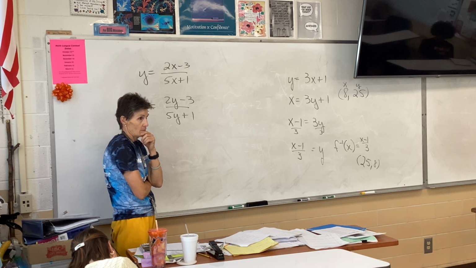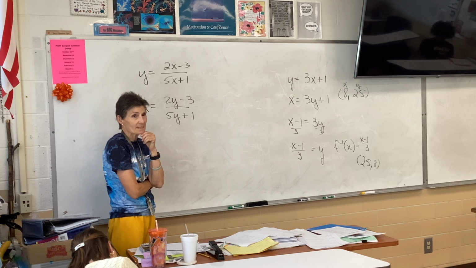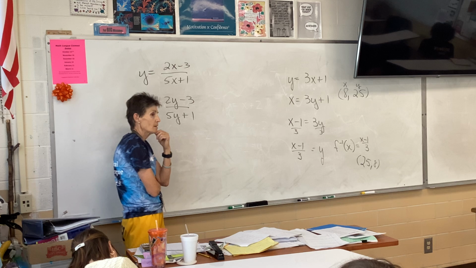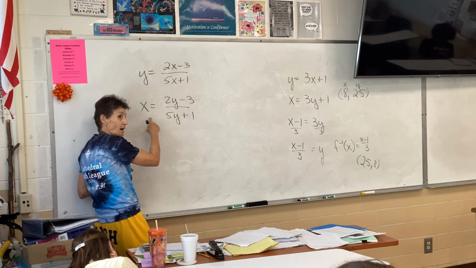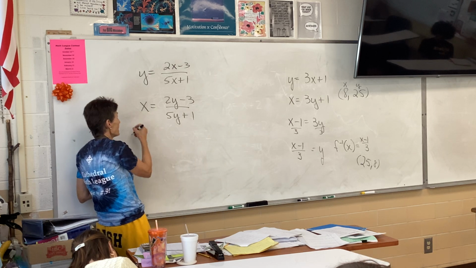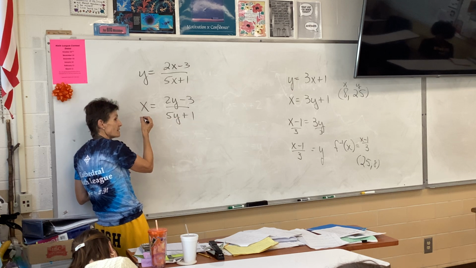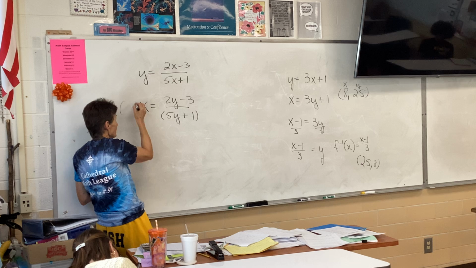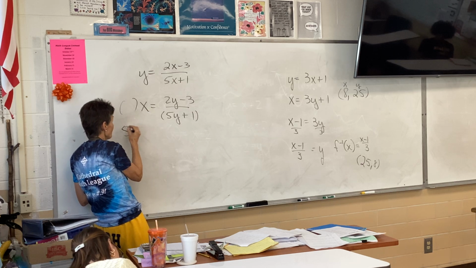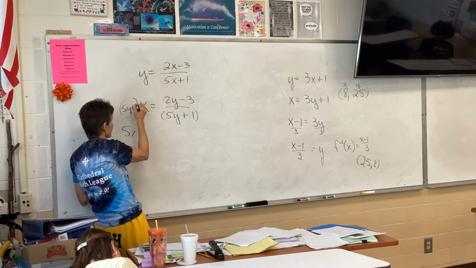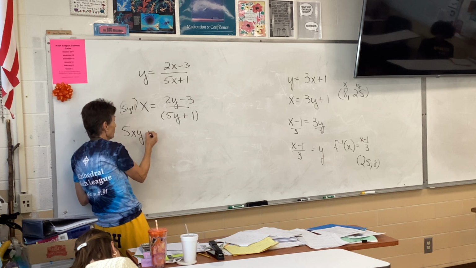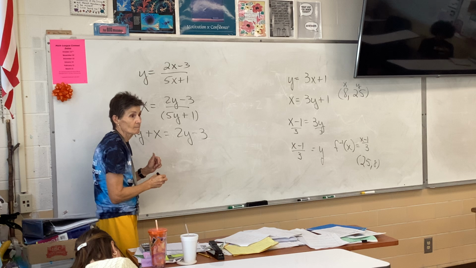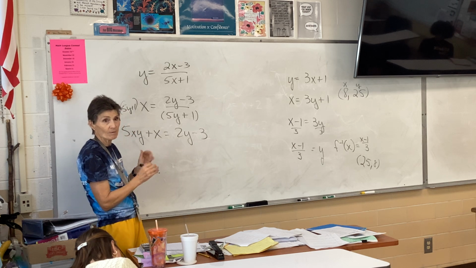Now, I need to get y by itself. This is going to be a little harder. Does anyone have an idea? Multiply the bottom. Oh, multiply the bottom over here. And when I do that, isn't that going to be a distributive? I'm going to multiply this over to here, so I'm going to have 5xy plus x equals 2y minus 3. Everybody good? Follow that? Yep.